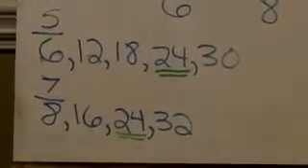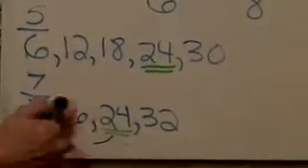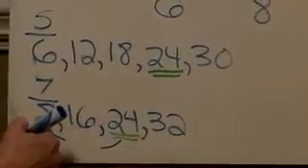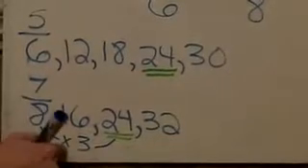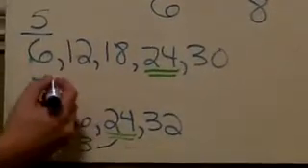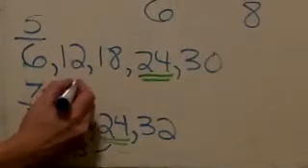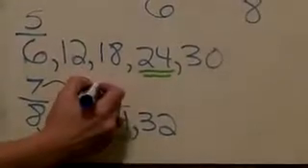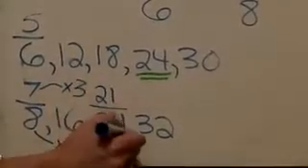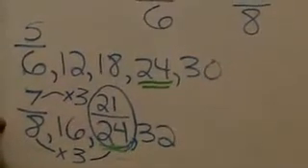So I ask myself, what did I have to do to the 8 to get 24? Let's see, I multiplied it by 1, 2, 3. 8 times 3 is 24. So whatever I did to the bottom, I have to do to the top to make an equivalent fraction. So 7 times 3 is 21. Here's my new fraction I'm going to use for 7/8.